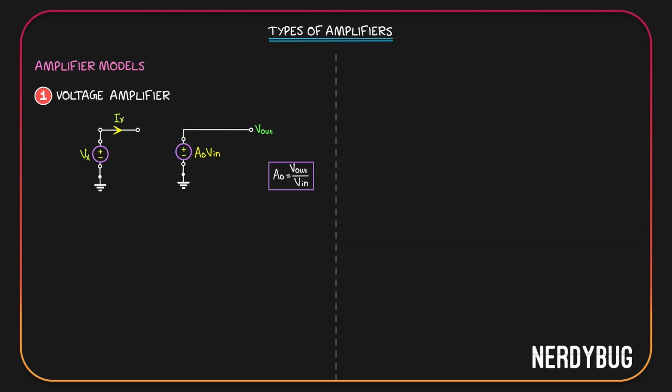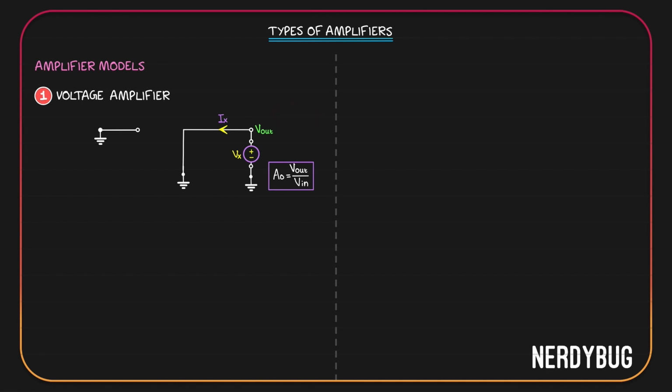Let's check the output impedance. For that, the first thing we have to do is ground the input. Now we'll add a potential Vx at the output and find its relation with Ix. Here input is 0, so AO Vinput will be 0. Clearly there is no resistance across Vx. So Ix will be infinite and Vx by Ix will become 0.